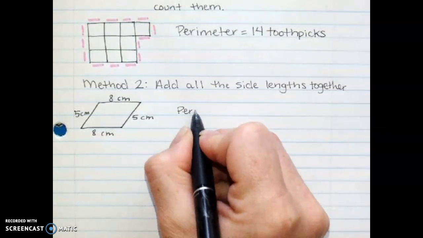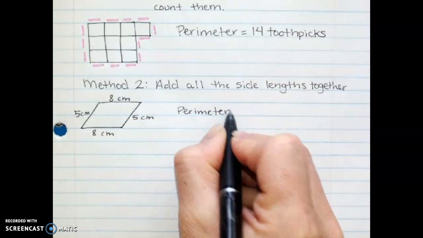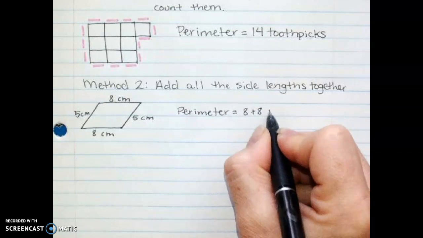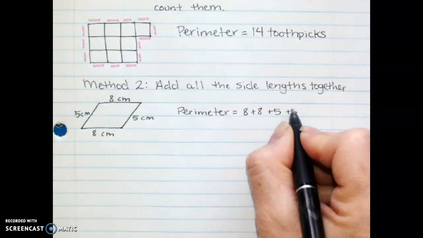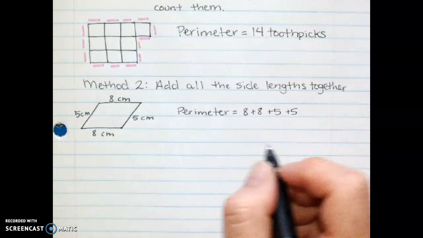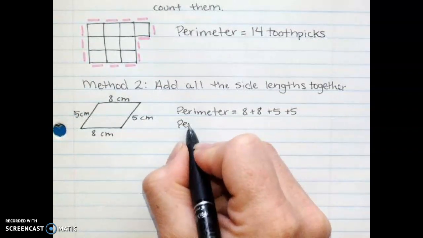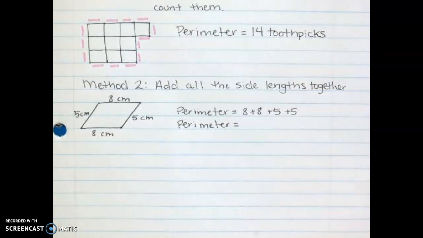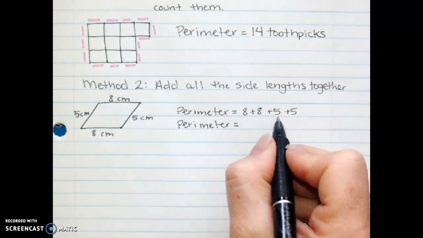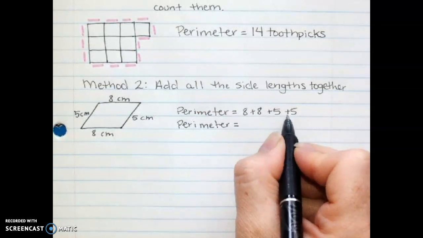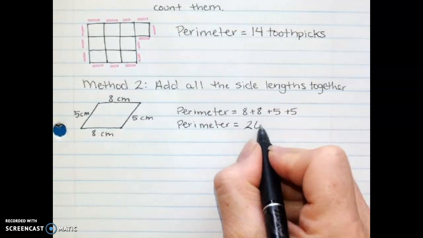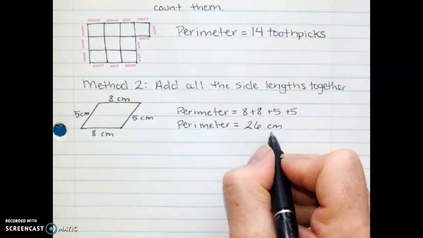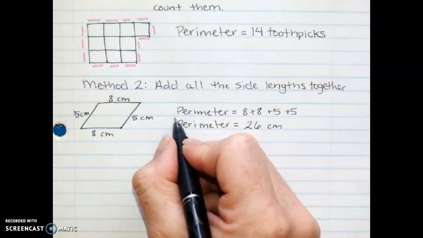So our perimeter is 8 plus 8 plus 5 plus 5, which means our final answer will go down here. 8 plus 8 is 16, 5 plus 5 is 10, and 16 plus 10 is 26. Don't forget to include your units of centimeters. And I'm going to put this answer in a box.